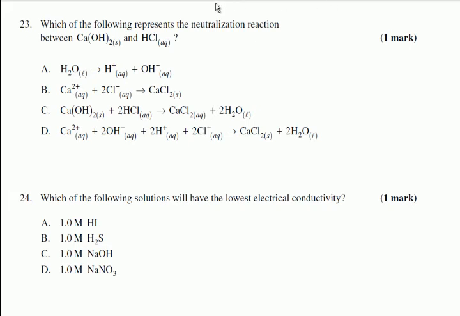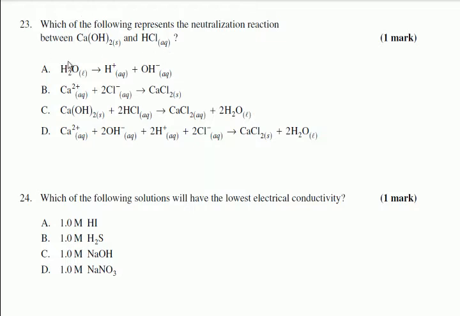Hey, it's Mr. Lum again, and we're going to be working on the January 2003 provincial exam, and we're going to be focusing on Unit 4 questions today. So, we're going to be doing question number 23 first. It says, which of the following represents the neutralization reaction between calcium hydroxide and hydrochloric acid?